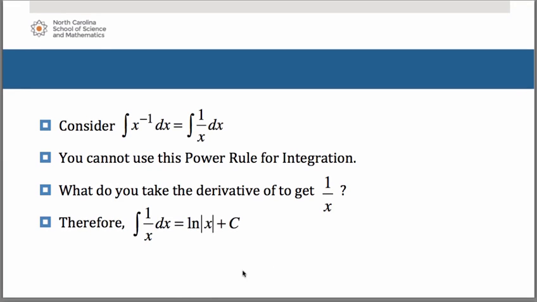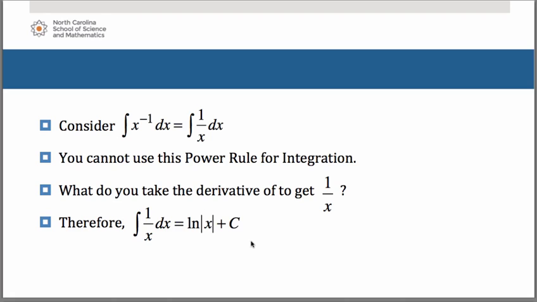Hopefully you thought and remembered that if you take the derivative of natural log of x, you get 1 over x. Therefore, the antiderivative of 1 over x dx is the natural log. Now we do say it's the absolute value of x. There is a reason for that, which we will investigate in one of the later lessons, plus c. This right here becomes the first rule you need to memorize.